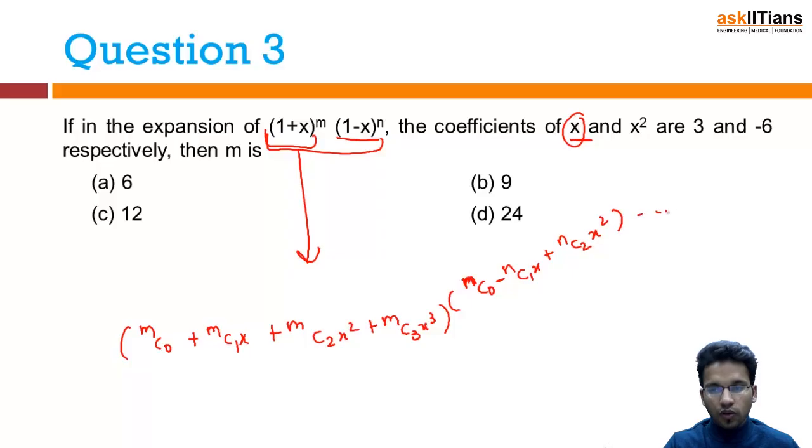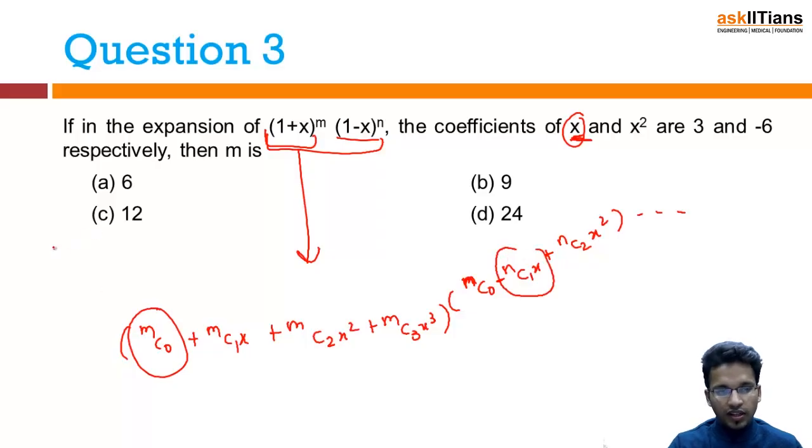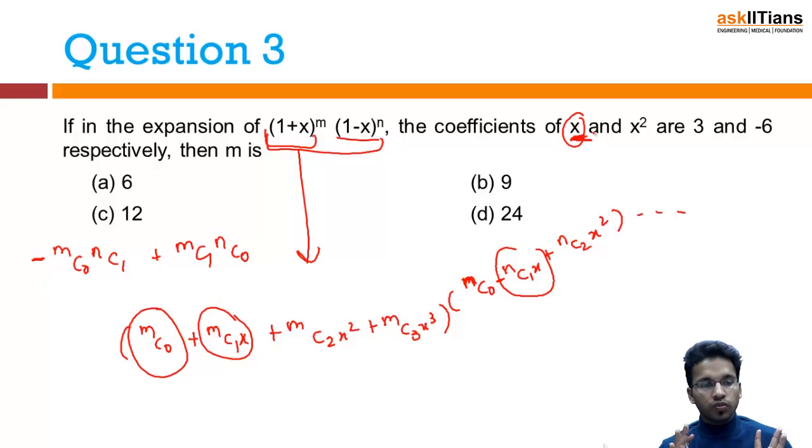Okay, it will go like this. Now here, to get x, what are the possibilities? Either you multiply this with this, so what coefficient are we getting? mC0, this will obviously be minus mC0 nC1. The other way around will be mC1 plus nC0, this one is n. So these are the two possible cases where you can get x.